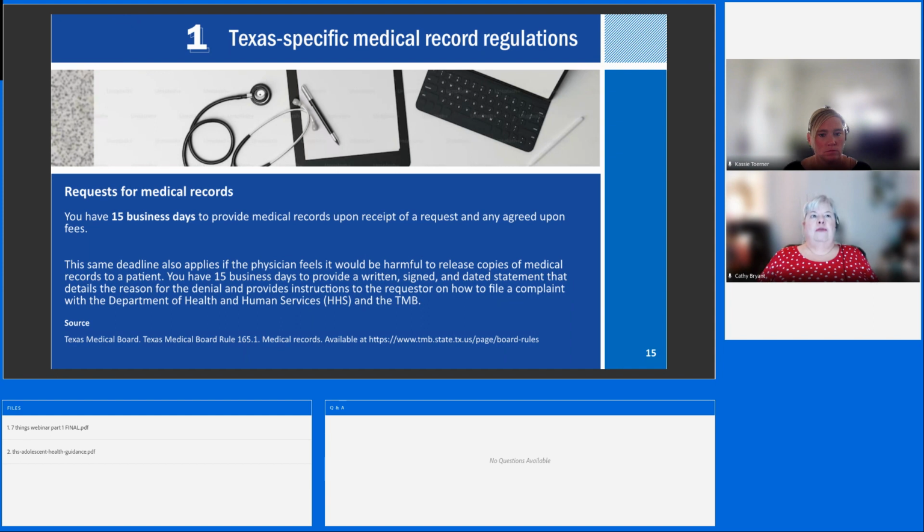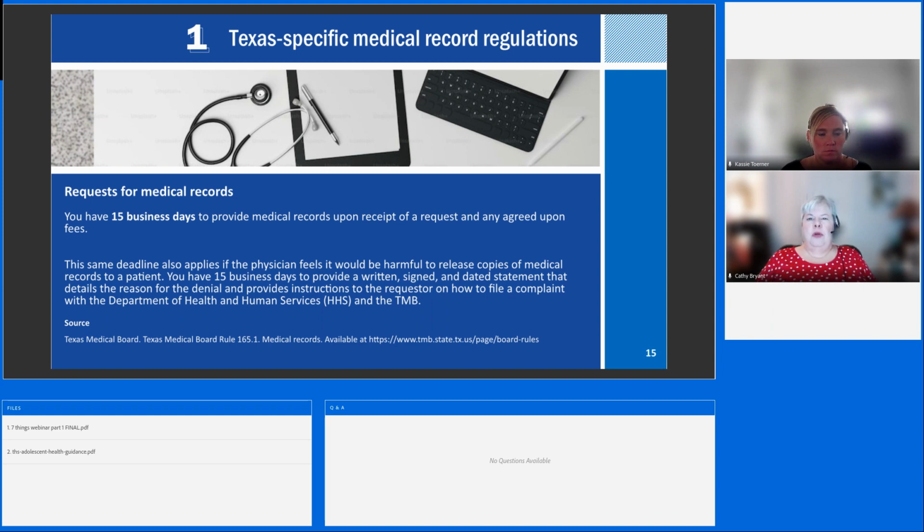We get a lot of questions about requests for medical records. Basically, you have 15 days in the state of Texas to actually resolve or to produce those records when you receive a request. HIPAA, on the other hand, allows you longer than that. But I can guarantee you that the federal government knows the Texas rules and they will hold you to the 15-day rule.